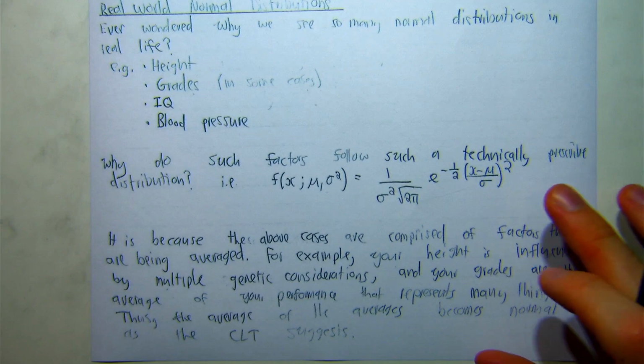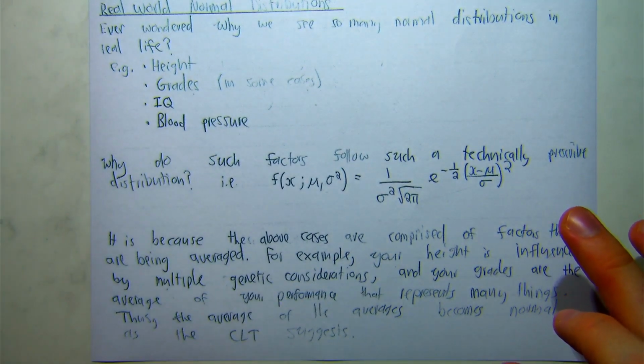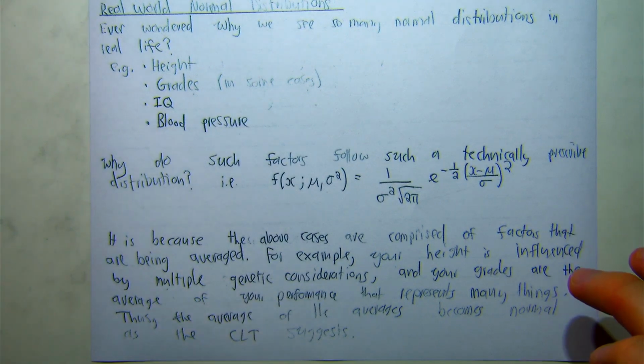So this is what allows the central limit theorem to be so prominent, is that anything that ends up being the average of averages is fair game to be impacted by the central limit theorem and become a normal distribution.